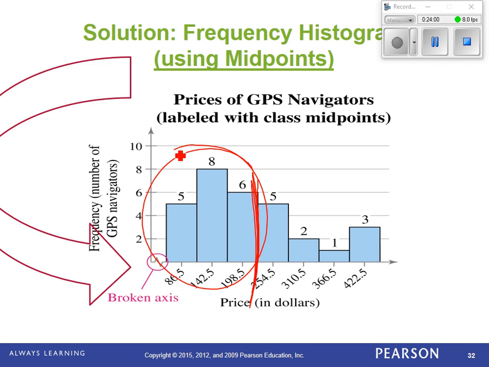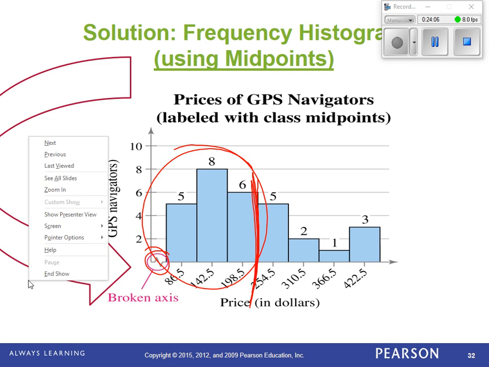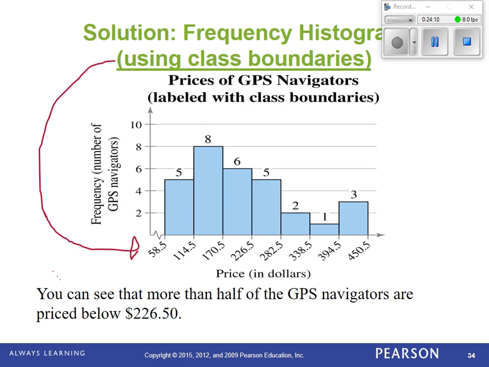And again, this is telling you that you're not starting at 0, going all the way across there. If we were using the class boundaries, I do not suggest this. Notice you got to put more numbers on there. We don't want to do that. Don't use the class boundaries. Use the midpoints. It's so much easier.